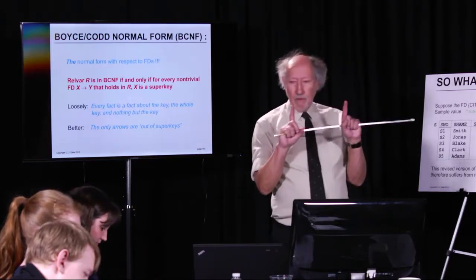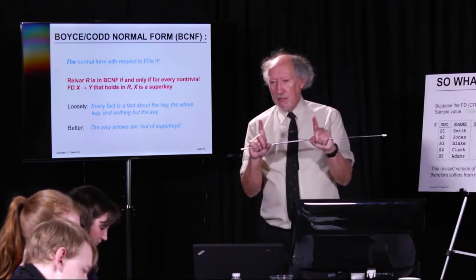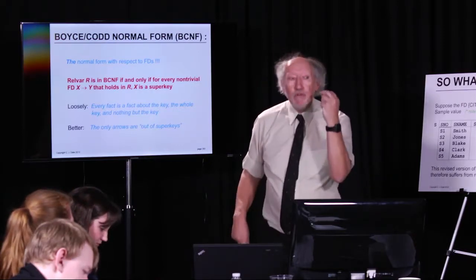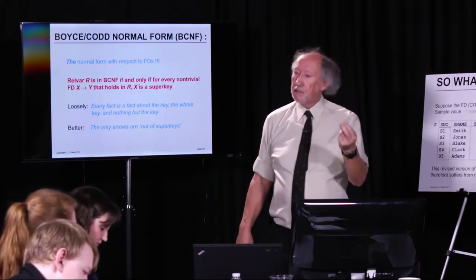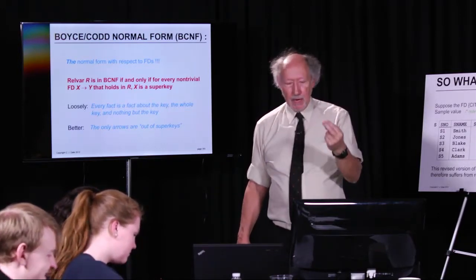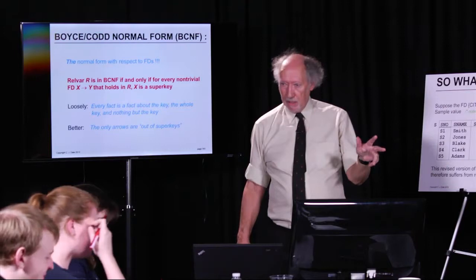So you see, if you guarantee in your database design that all your relvars are in Boyce-Codd normal form, you know that certain redundancies cannot occur. And you know that certain update anomalies cannot occur. That's why BCNF is a good target.